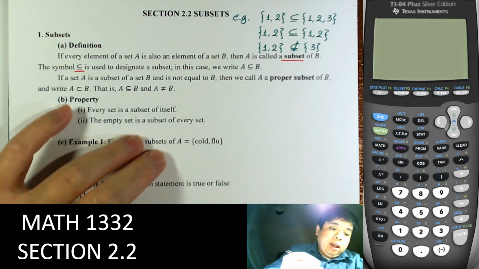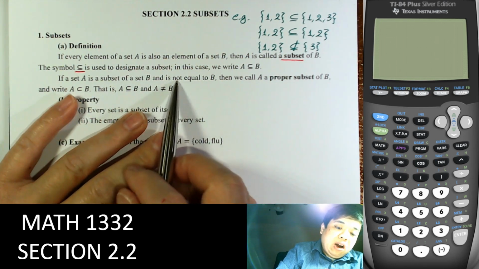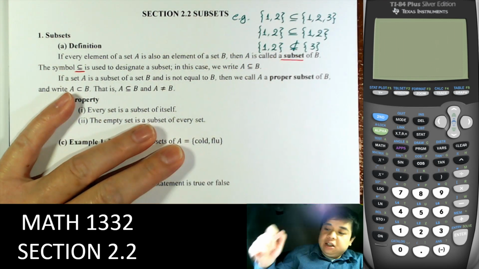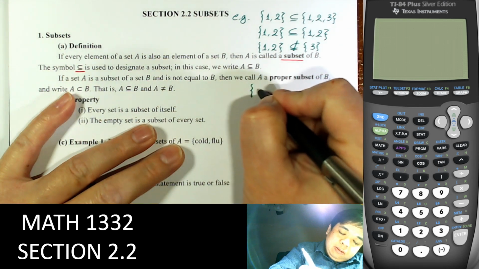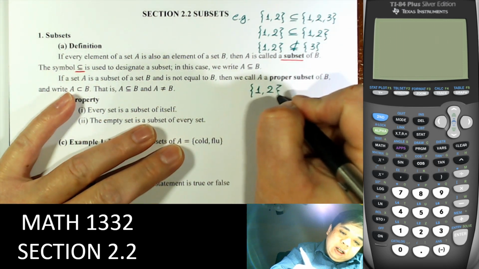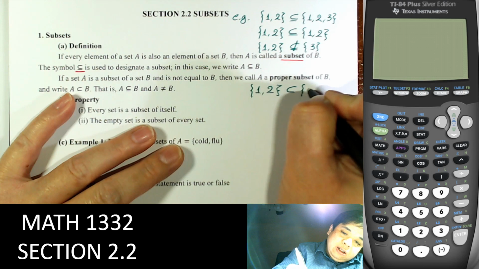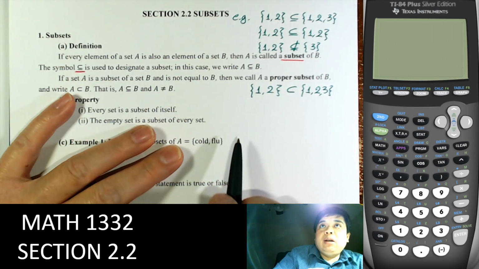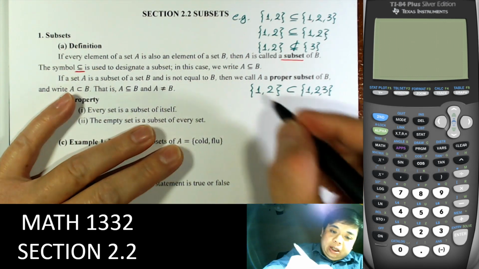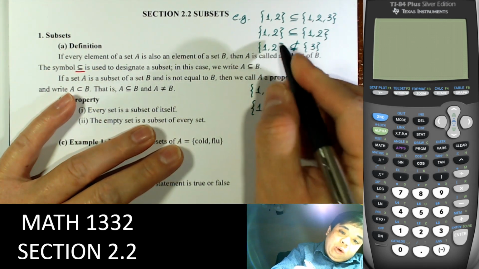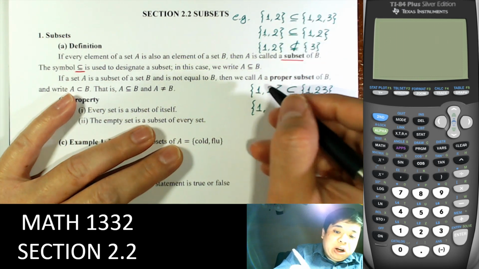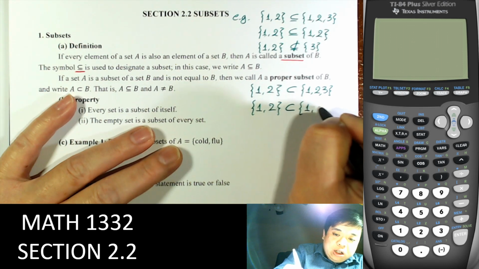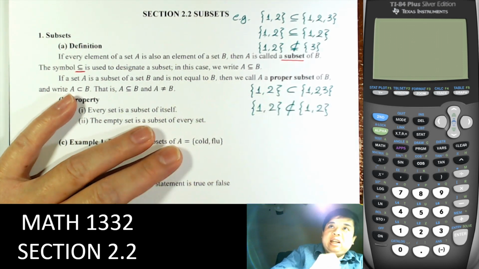Now, if a set A is a subset of B and not equal to B, then it is a proper subset. So we wrote this earlier, right? We can also write this symbol for a proper subset, because they are not equal. We write {1, 2} is a subset of {1, 2}. That is correct. But if we write {1, 2} is a proper subset of {1, 2}, that is not the case.